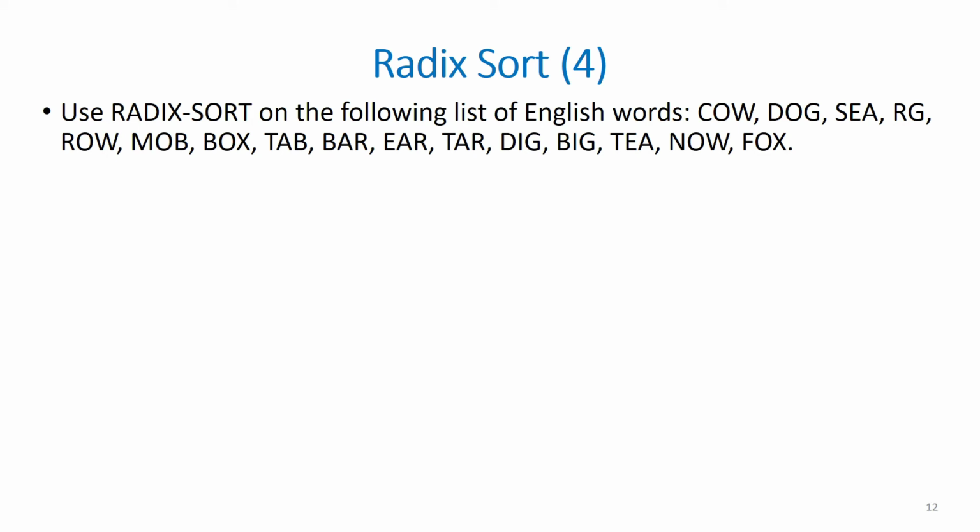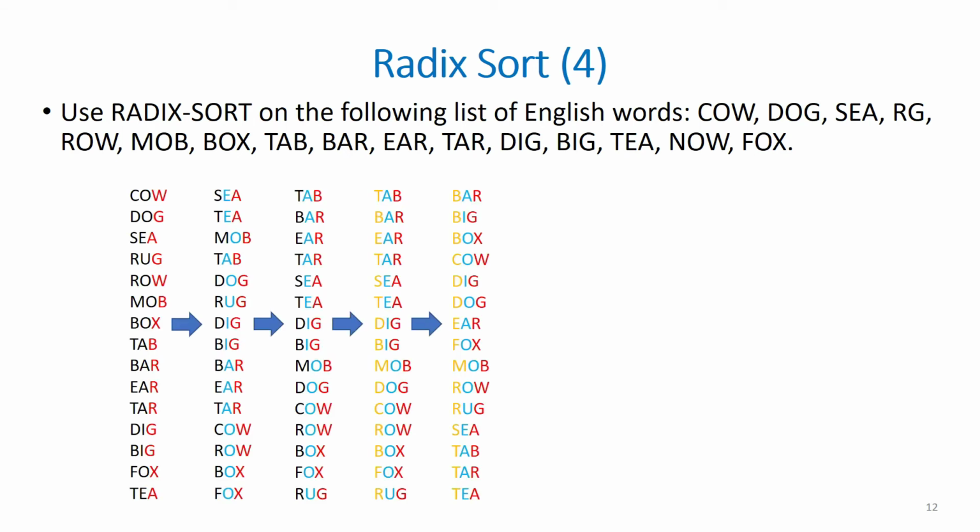As another example, let's use radix sort to sort a list of 3-character words from the English vocabulary. So if we are given these words and we start sorting from the leftmost column, this is what you would get. Now my question is, what happens if you start sorting from the rightmost column instead? Would you still get it sorted in the ascending order, or would it be sorted differently?